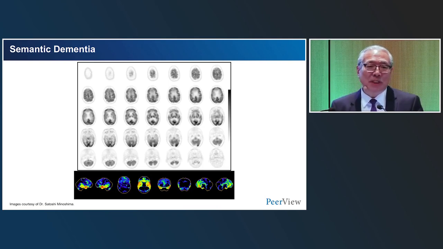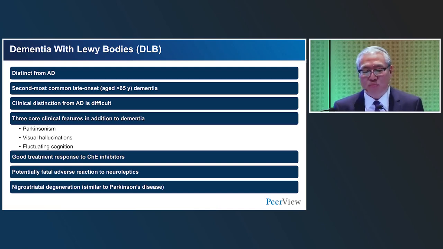Left side more than the right side, those patients come to the clinic with a language issue, but both sides can be involved. But the big message here is that this case and the previous case are all in the big category called frontotemporal lobar degeneration. So it's a very heterogeneous category.